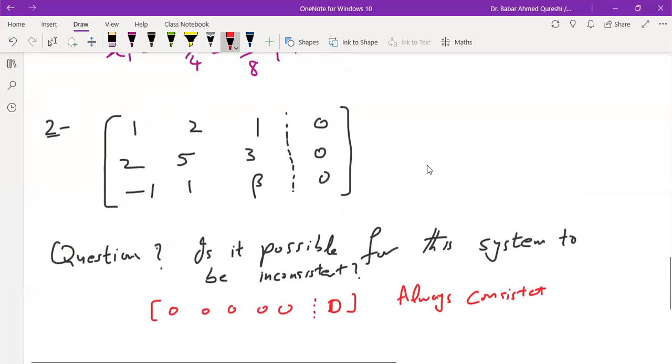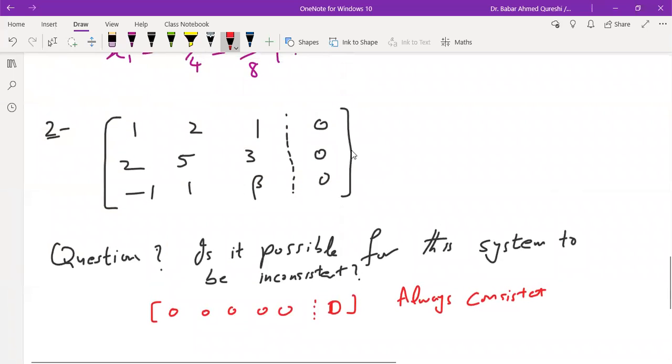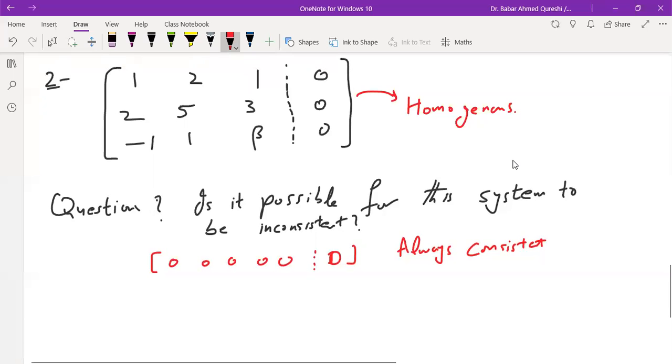And this is just what we discussed in the lecture, that such a system where you have all zeros here is given a special name. This is called homogeneous. So it's a homogeneous system.